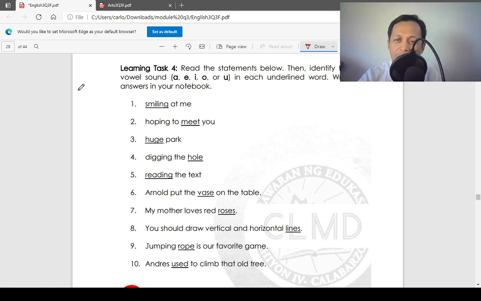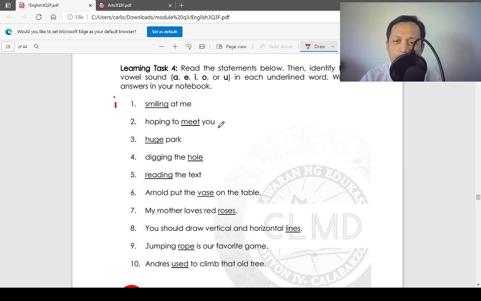So number 1 is smiling at me. Smiling at me. So the long vowel sound is I. So that is the example for number 1. Now you are going to do the rest of the exercise from number 2 to number 10.